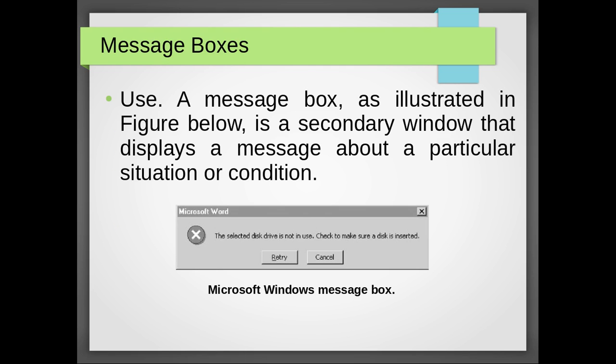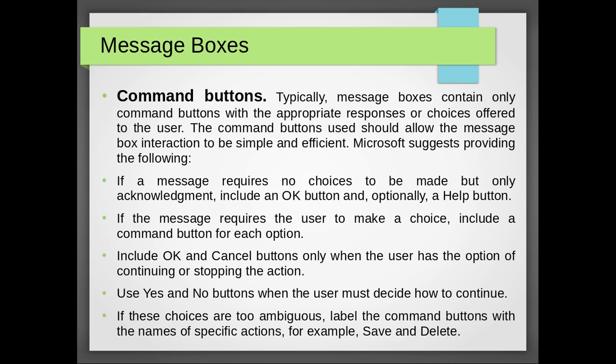Use. The message box, as illustrated in the figure, is a secondary window that displays a message about a particular situation or a condition. Just the alert. Okay, message box. Commands. Typically, a message box contains only command buttons with appropriate responses or choices offered to the user. The command buttons used should allow the message box interaction to be simple and efficient.